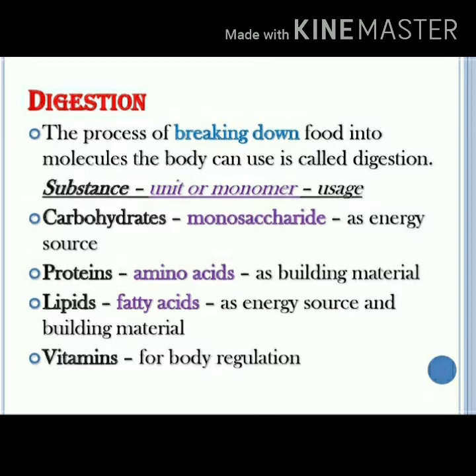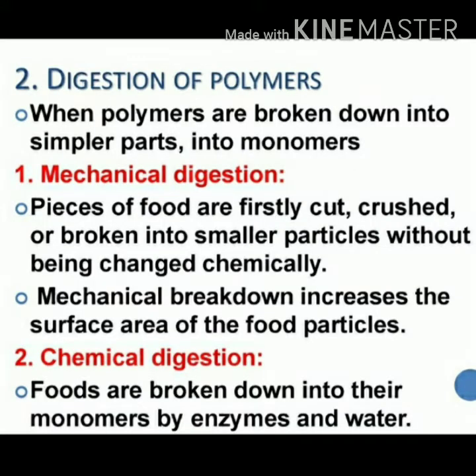Digestion is the process of breakdown of food into small molecules, that is called digestion. The nutrients in the body are carbohydrates; the simplest form of carbohydrate is glucose. Next is protein. The simplest form of protein is amino acid, which we call the building material. They help in growth. Next is lipids. Lipids are converted into fatty acids and vitamins for body regulation.